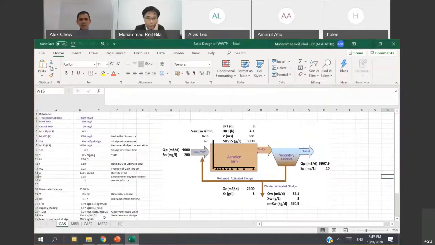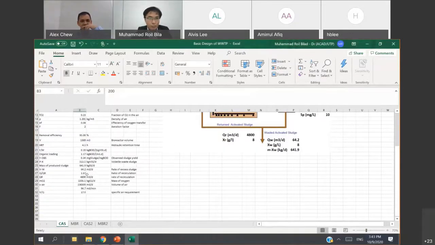Here I show you the Excel package that you will get from Alvin later on. So basically what you do is, if you have a different composition here, treatment capacity, if you change capacity, let's say to 8,000, then you already see the change here. It counts automatically. All of the calculation is down here.